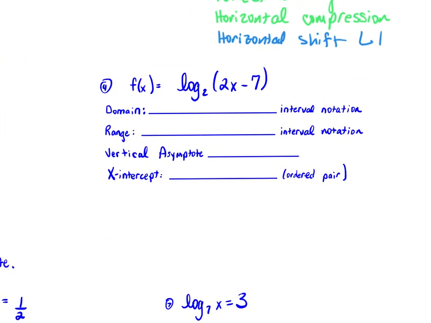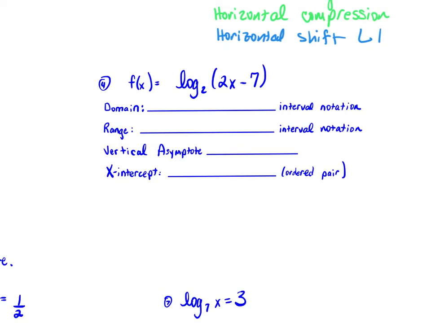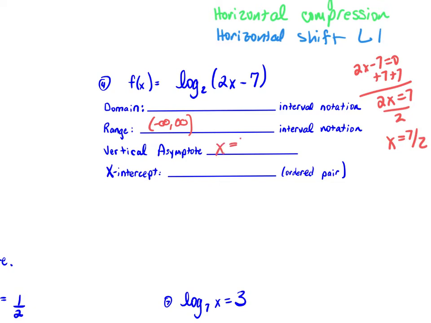Moving over here, again, this is a logarithmic function. So I know that my domain is going to be based upon my vertical asymptote, and my range is going to be negative infinity to positive infinity. Again, to find our vertical asymptote, we set our parenthesis equal to 0. So I'm going to add 7 to both sides. I get 2x equals 7. Divide by 2, I get x equals 7/2. So my vertical asymptote is at x equals 7/2. There's no reflections or anything, so I know my domain is from 7/2 to infinity.